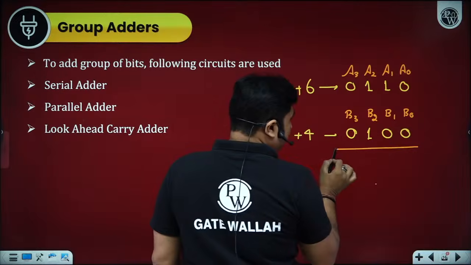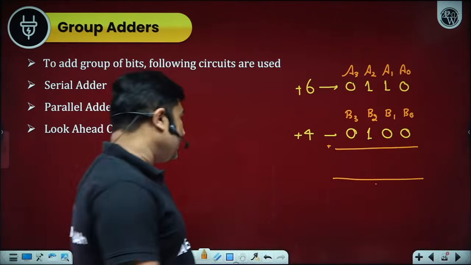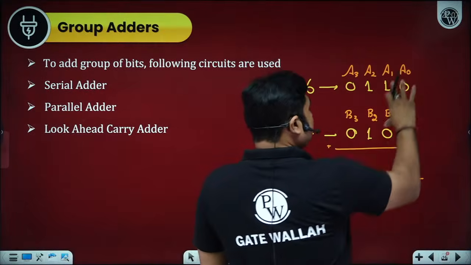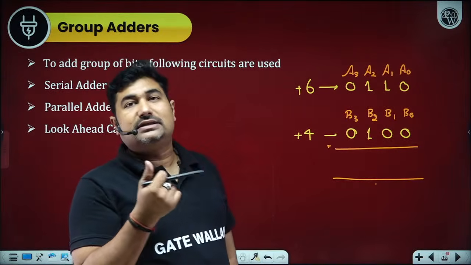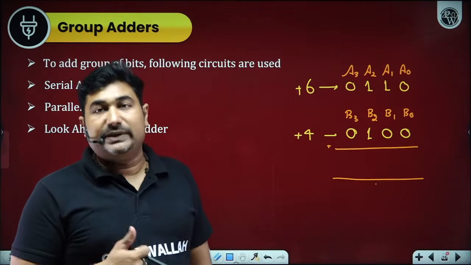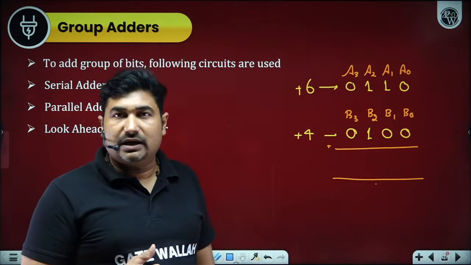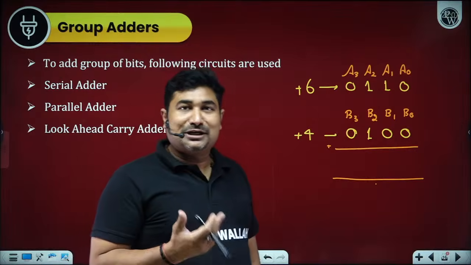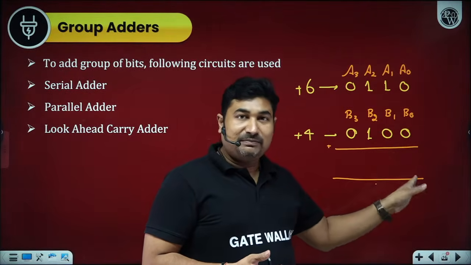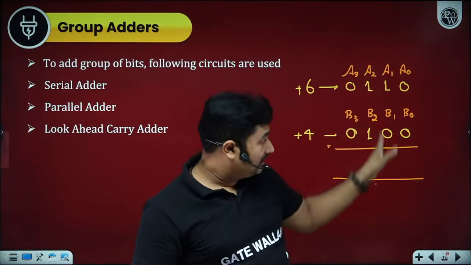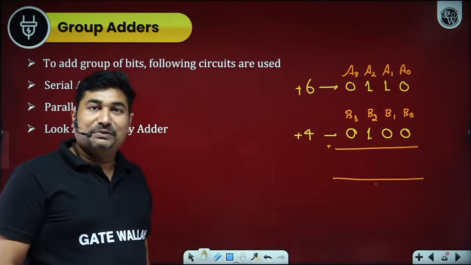We want to perform the addition of these two numbers. We are not interested in adding only A0, B0 or only A0, B0 and C0. We are interested in adding groups of bits. How will you do the addition? The general approach is that we add the LSB bits, get a sum bit and a carry bit, then add and move ahead.